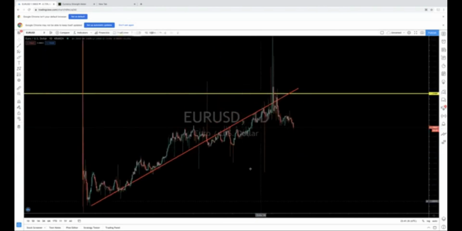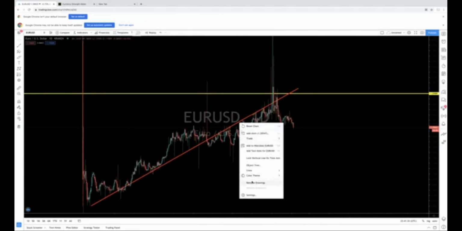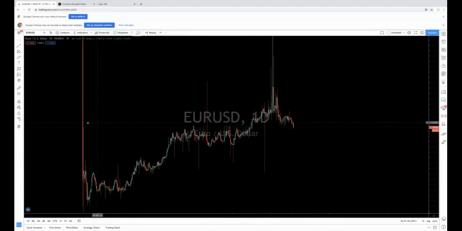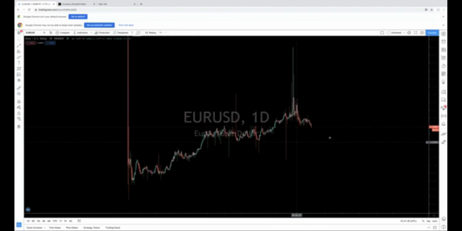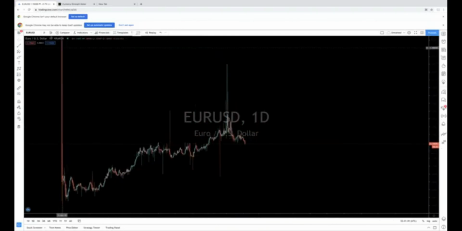Okay, let's remove these. This was trying to show you guys what I see and what I look for when I go into my trades. And so that's the daily. So we found possible areas of resistance. This is just to keep in mind.